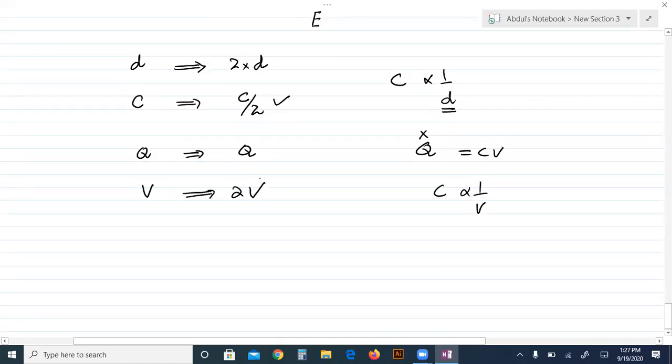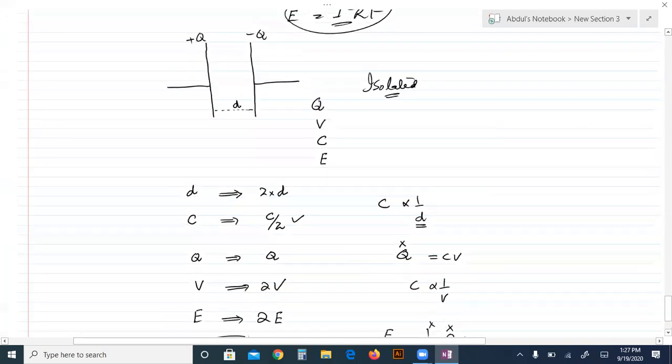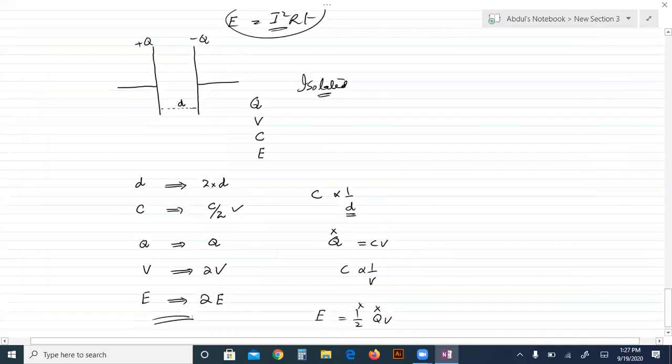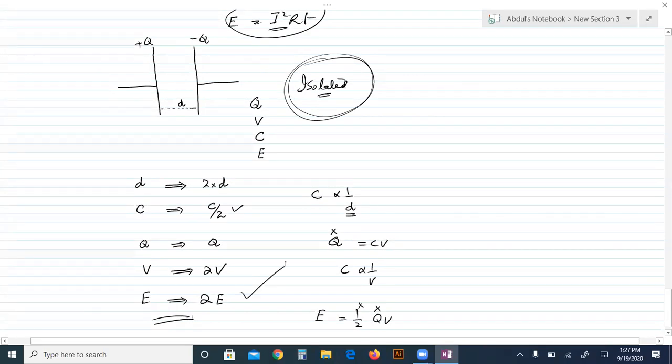Now, when the voltage becomes double, look at the energy, which is 1/2 QV. The charge is constant, and the half is constant, so energy is directly proportional to V. So the initial energy E now becomes double. So just by increasing the separation of an isolated, fully charged capacitor, we can increase its energy.